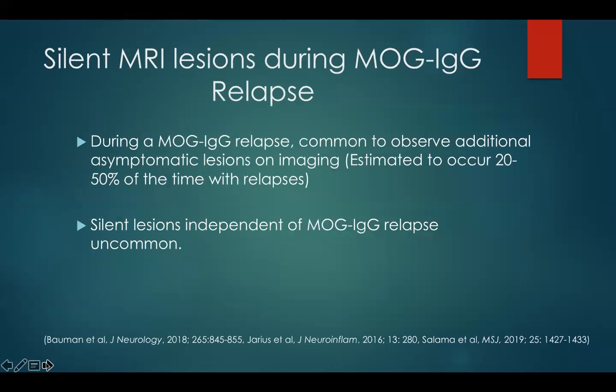And I mentioned this a few slides ago, but silent MRI lesions are common during anti-MOG attacks. For example, if you have a patient presenting with myelitis and you image their brain, you might find lesions in the brain. It's common to observe additional asymptomatic lesions, estimated to occur about 20 to 50% of the time with relapses. Silent lesions independent of anti-MOG relapses are uncommon. And this is different from MS, as it's very typical to see silent lesions outside relapses and over time with MS.